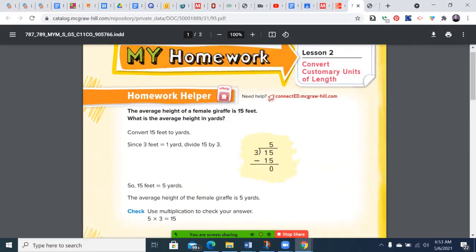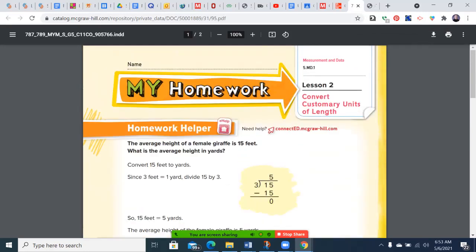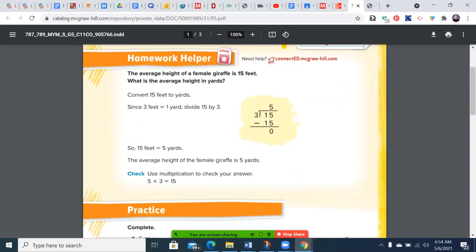Today's assignment, we're going to be looking at converting customary units of length, and you might have heard this term imperial measurement. We use both terms. During our math enrichment, we called it imperial so that you were familiar. Here, we're going to refer to it exclusively as customary units of length. That way you're hearing both and have heard both.